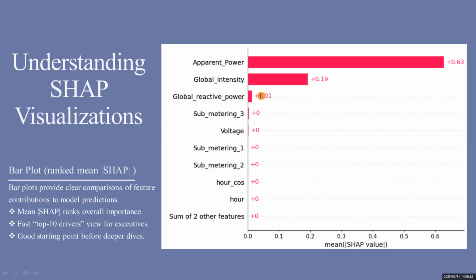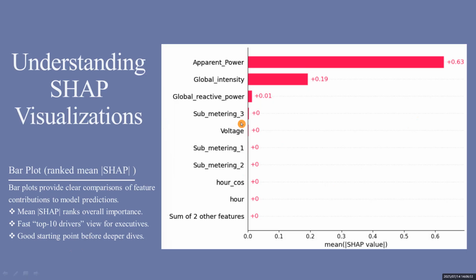From the bar plot, we can see the three most important features that contribute positively. Their values are: apparent power, which is 0.63; global intensity, which is 0.19; and global reactive power, which is 0.1. If you put that together, you have approximately 0.8 to 0.9, which is almost close to 1.